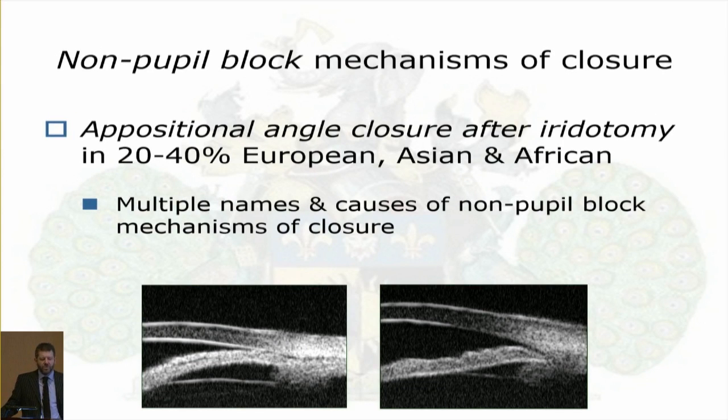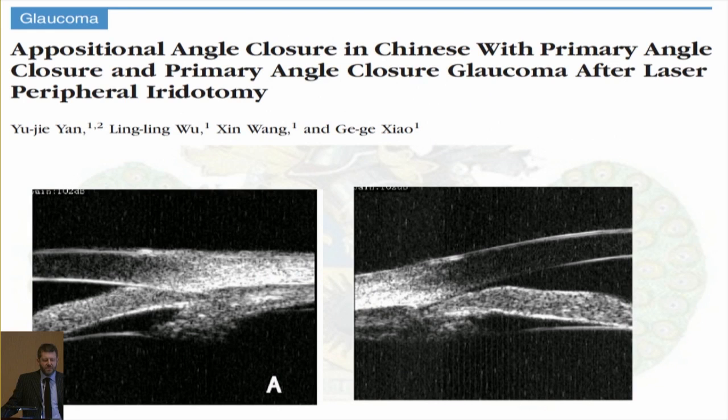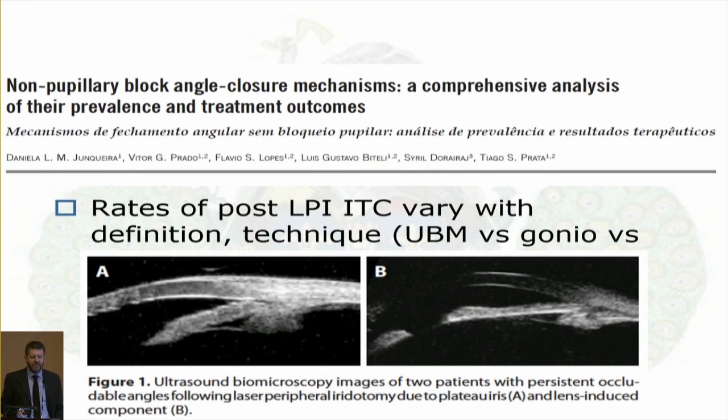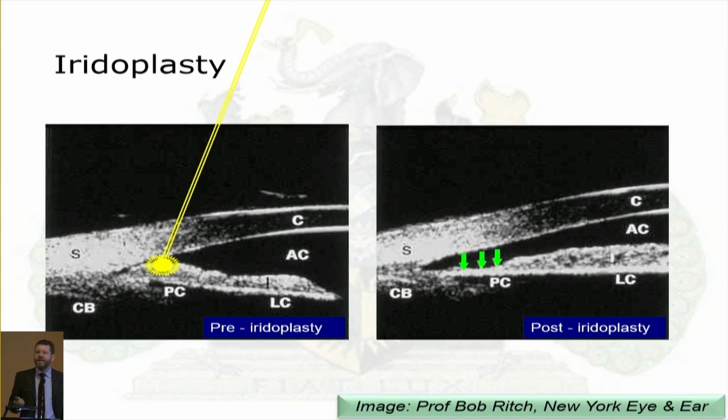So we've got multiple causes of non-pupil block mechanisms. We've got multiple ways in which you can get residual appositional closure, and the rates can vary depending on how you look for it. Historically, people have been very tempted to intervene and treat that, but as I hope I've shown you, with rates of 25 to 30% of patients still having some degree of closure despite an iridotomy, the risk is that we'd be over-treating our patients.